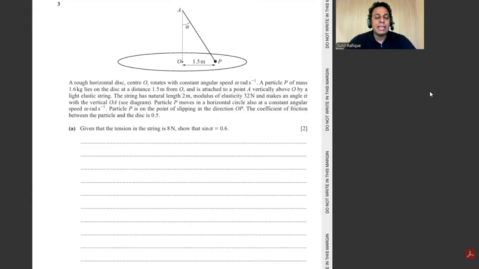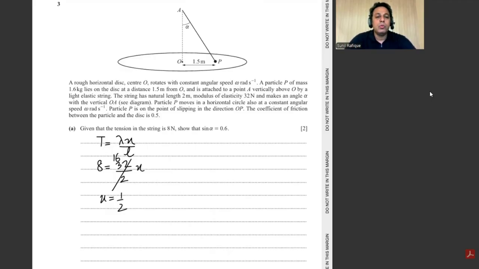So we know that the natural length of the string is 2, but it's an elastic string. So we use Hooke's law for elastic strings. That's T equals lambda x divided by L, where T is the tension, lambda is the modulus of elasticity, x is the extension, and L is the natural length of the string. Everything is given. That's why it's just a 2-mark question. So 8 equals 32 times x over 2. This will give me the extension, x equals 8 over 16, which is a half.